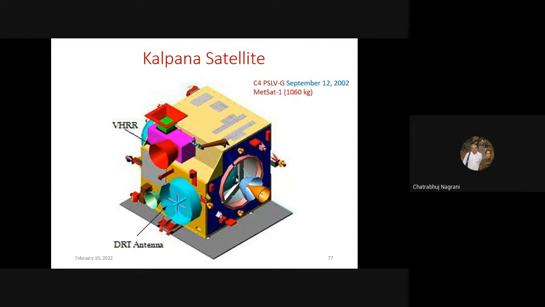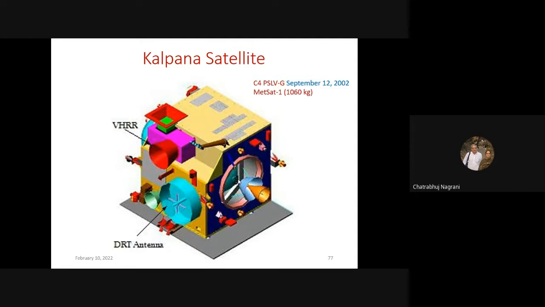We refurbished some components, we salvaged some components, and we made this. This is one of the satellites for atmospheric purposes. This was for weather purposes. This was the satellite which gave about 12 years of life. After that, 3D is also working and 3DR is also working. But this is one of the longest living satellites of ISRO.